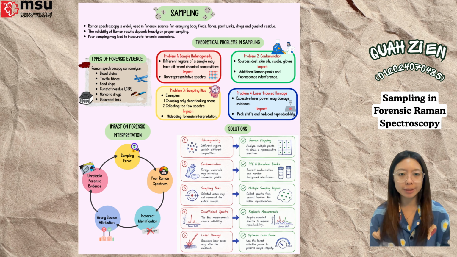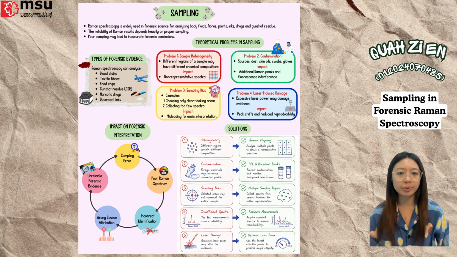First, Raman spectroscopy can be applied to a wide range of forensic evidence, including bloodstain, textile fiber, car paint chip, gunshot residue particle, narcotic substance, and also document inks. Since these materials have different physical and chemical properties, different sampling methods are required for each type of evidence.